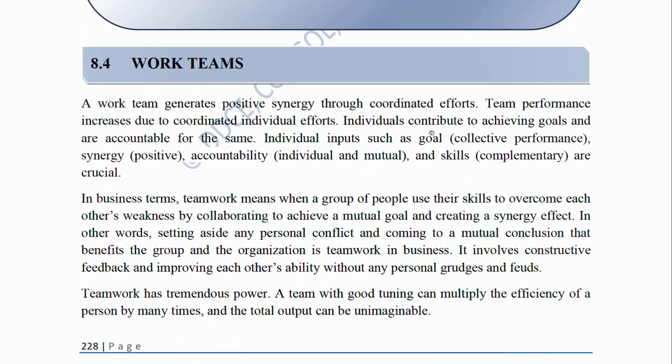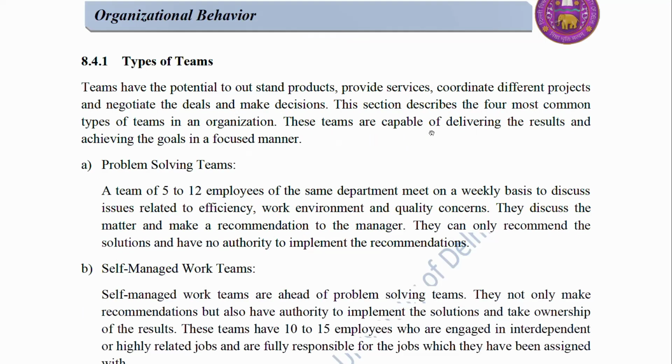In other words, setting aside any personal conflict and coming to a mutual conclusion that benefits the group and the organization is teamwork in business. It involves constructive feedback and improving each other's ability without any personal grudges and feuds. Teamwork has tremendous power. A team with good tuning can multiply the efficiency of a person by many times, and the total output can be unimaginable.